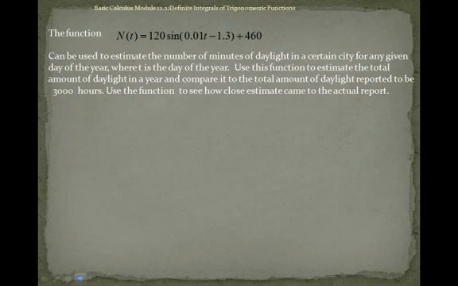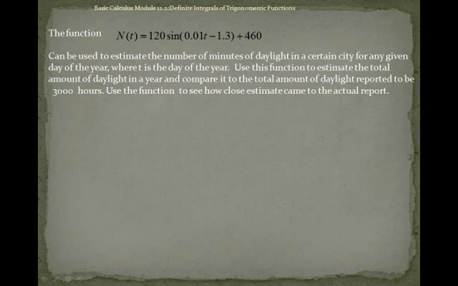If we have a function n of t, another trigonometric function, we can use this to estimate the number of minutes of daylight in a certain city for a given day of year, where t is equal to the day of year. Use this function to estimate the total number of daylight hours in a whole entire year and compare it to the total number of daylight hours reported to be 3,000. See how close this estimate came to the actual function.